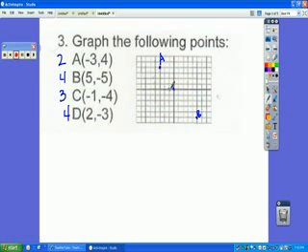C, negative 1, negative 4. 1, 2, 3, 4. That's C. Negative 1, negative 4. And D, positive 2, negative 3. 1, 2, 3. So I've just plotted the following points on my coordinate graph.